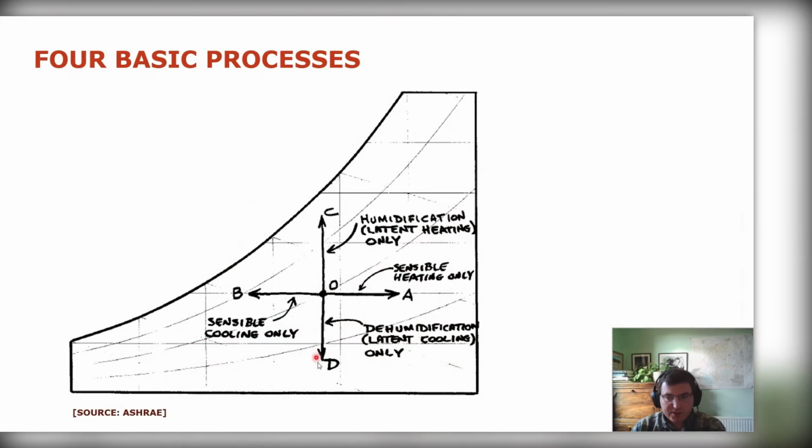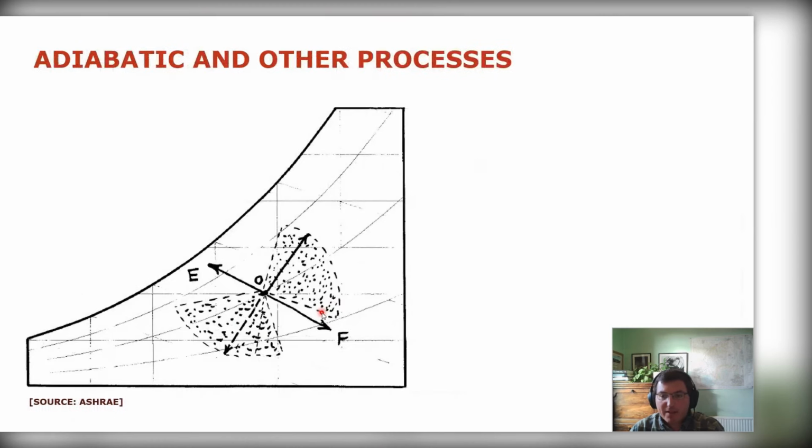And then the same, if you go vertically down, that's pure dehumidification without any cooling or without any heat gain. So we have purely latent cooling, so no temperature change in this case. So those are the four basic processes that you have. Then you can have others.